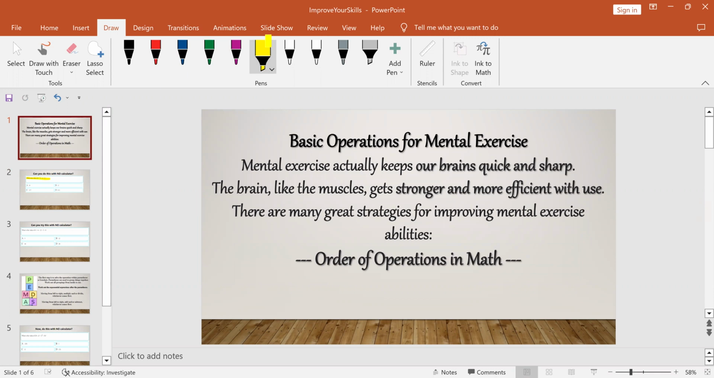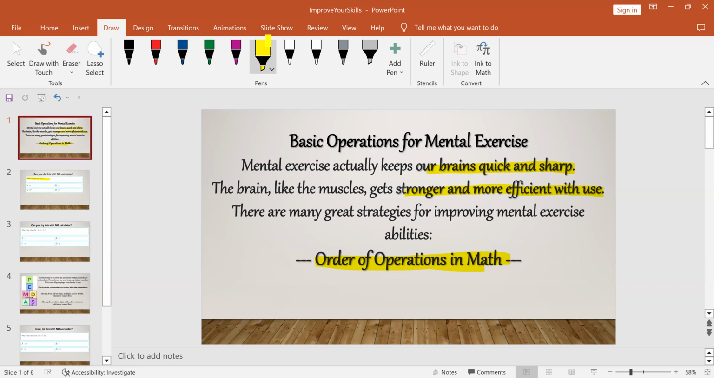Mental exercise actually keeps our brains quick and sharp. The brain, like the muscles, gets stronger and more efficient with use. There are many great strategies for improving mental exercise abilities. So one of these strategies is order of operations in math.